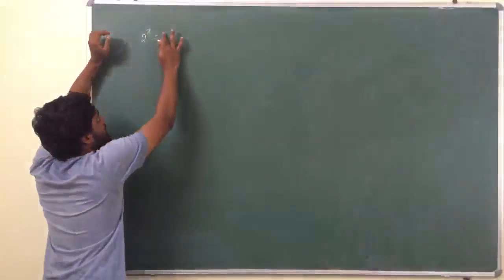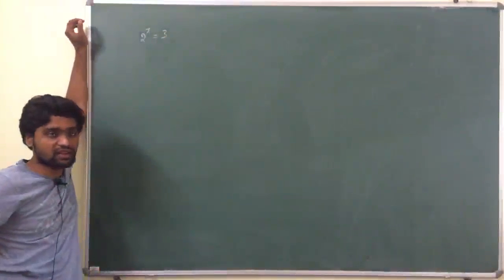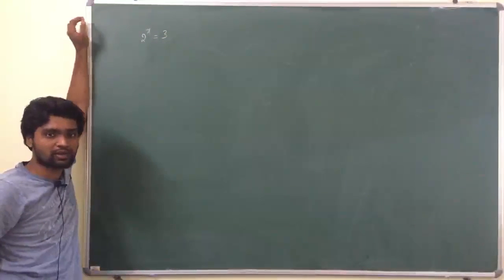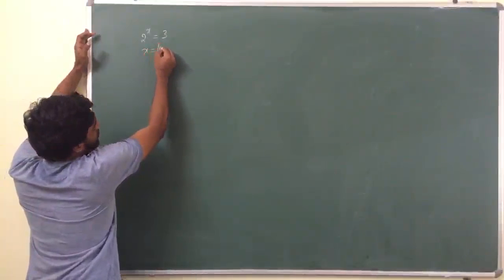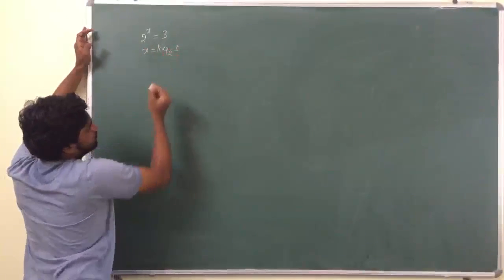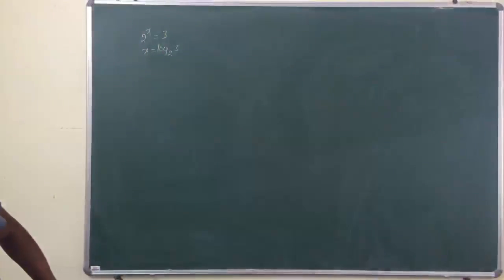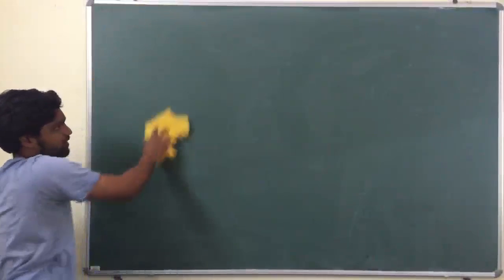But when it is 3, this is not a regular exponential question. So this converts to a logarithmic question. 2 power x is equal to 3, so x will be equal to logarithm of 3 to the base 2. So before that, what are logarithms? From where are they derived?